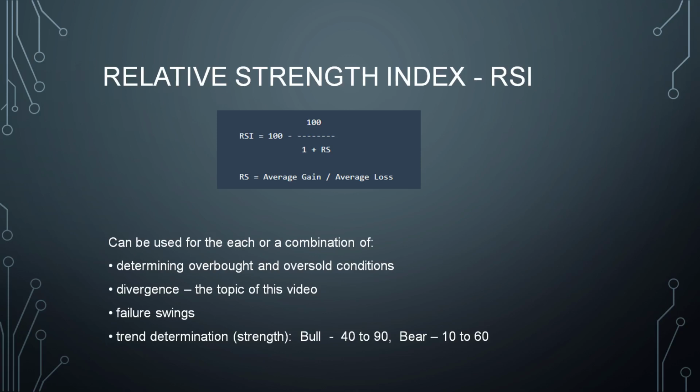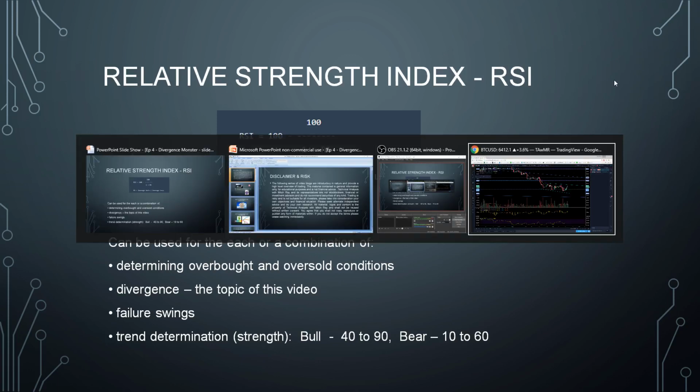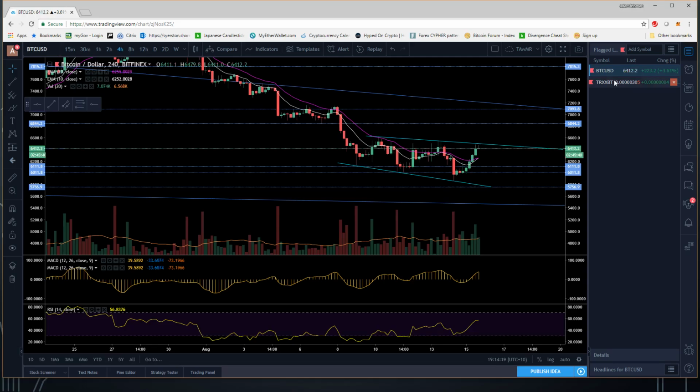So it can be used for determining overbought and oversold conditions, divergence, which is the topic of this video, failure swings, and trend determination. So showing strength of the current trend, whether it's bullish between 40 and 90 and bearish between 10 and 60. Now I'll quickly show you what they mean by failure swings.